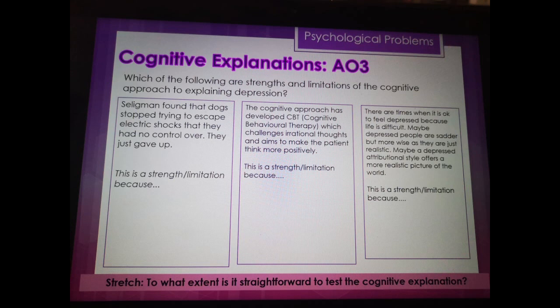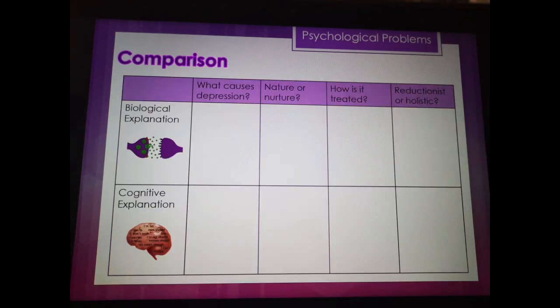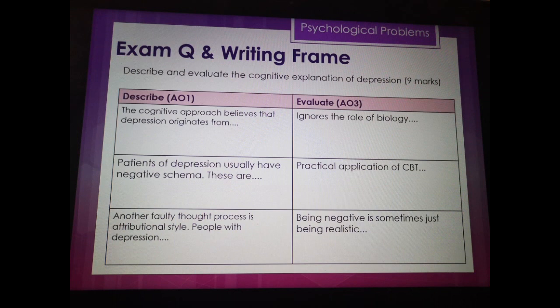Okay, look at the rest of the PowerPoint. All right, so it's asking you to explain the strengths or the limitations of the studies. And then there is a comparison so that you can see biological in comparison to cognitive. So I want you to compare between the two things that we've just been looking at. Okay, there is an exam question and writing frame for a 9-mark question. You know how to do a 9-marker. If you don't want to use the frame and you want to just try it for yourself, then have a go at doing that. Okay.